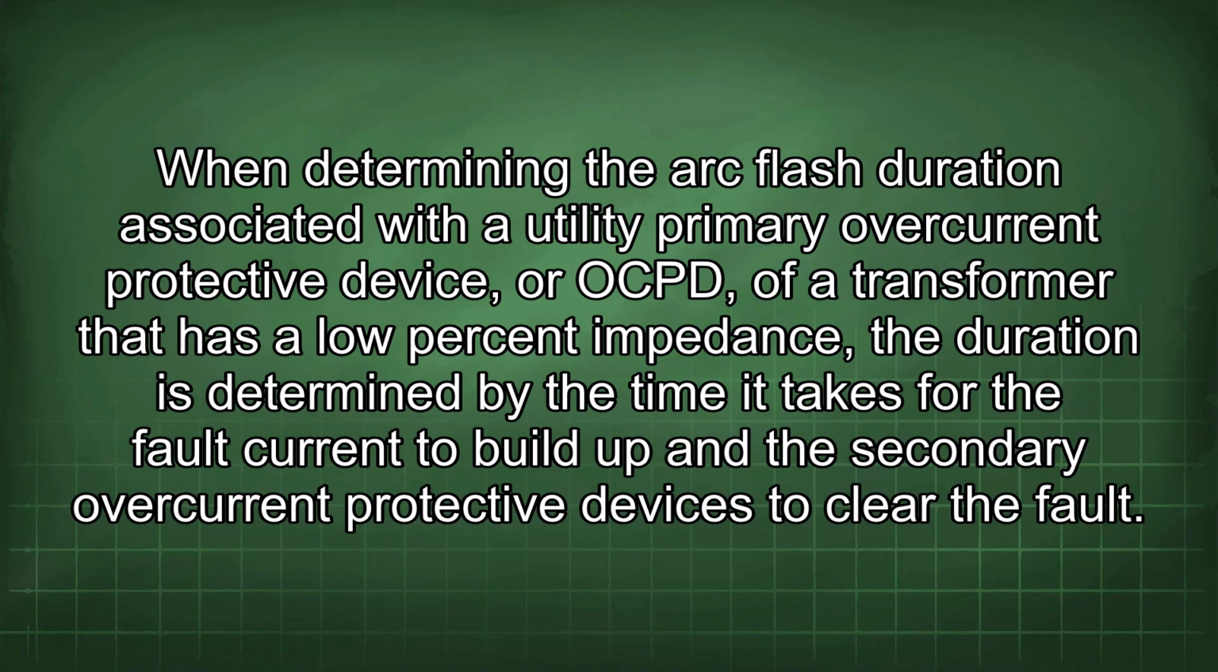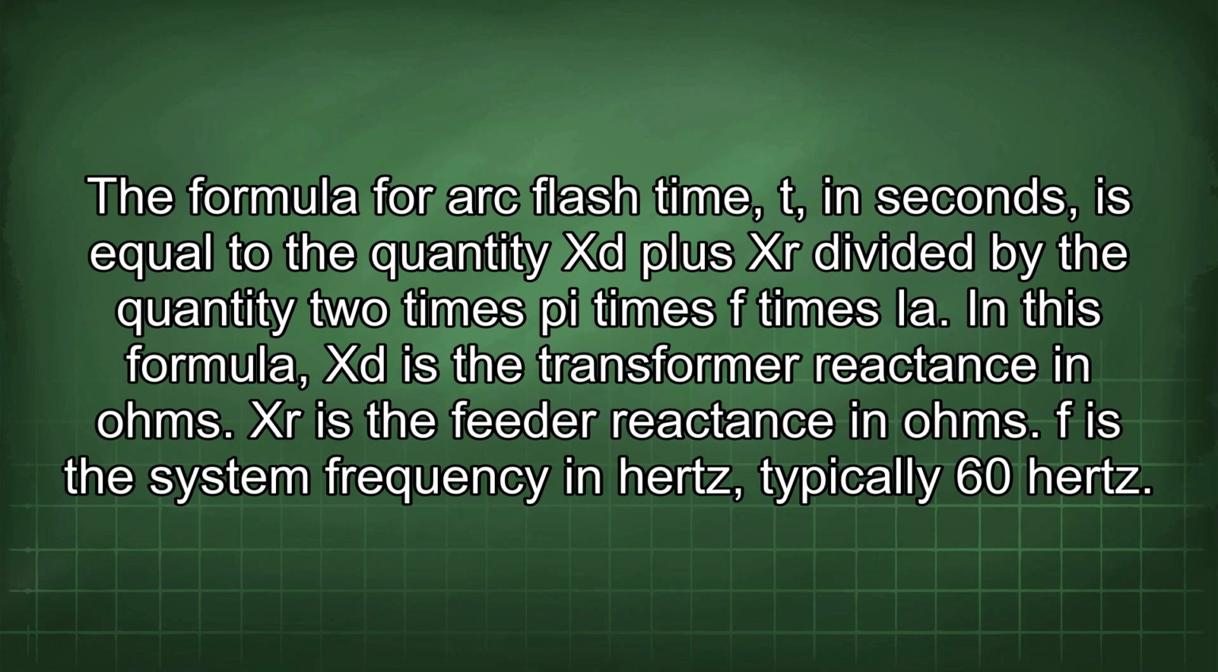When determining the arc flash duration associated with a utility primary overcurrent protective device, or OCPD, of a transformer that has a low percent impedance, the duration is determined by the time it takes for the fault current to build up and the secondary overcurrent protective device to clear the fault. The formula for arc flash time, T, in seconds, is equal to the quantity Xt plus Xr divided by the quantity 2 times pi times f times I.